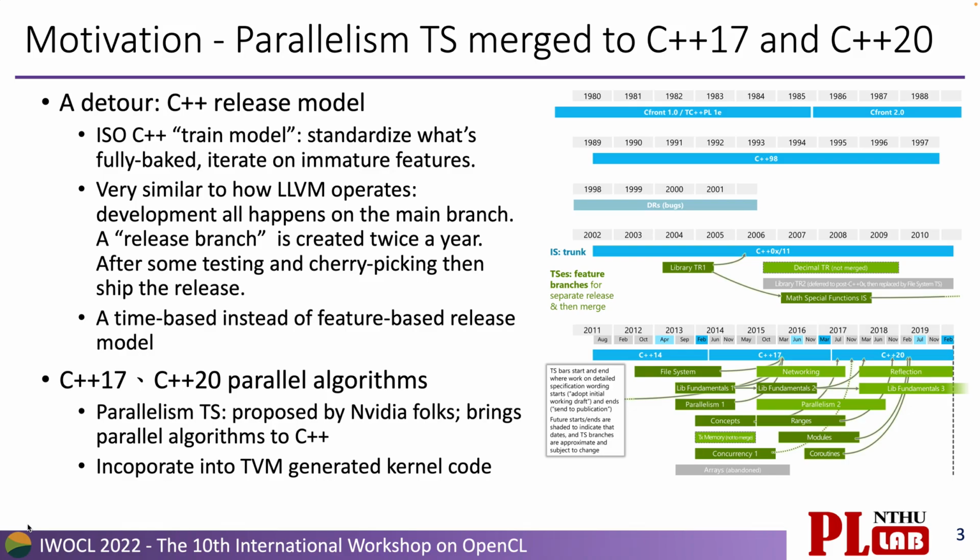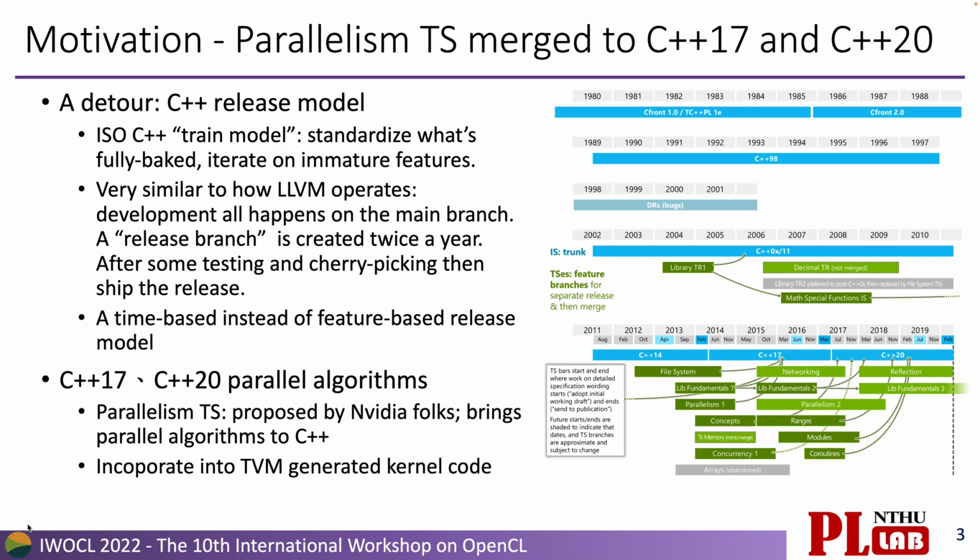So, the parallelism technical specification was merged into C++17 and 20. Let's take a detour to look at the C++ release model. Ever since C++11, the committee adopted the so-called train model. They standardize what's fully baked and iterate on immature features and proposals. This is very similar to how LLVM operates.